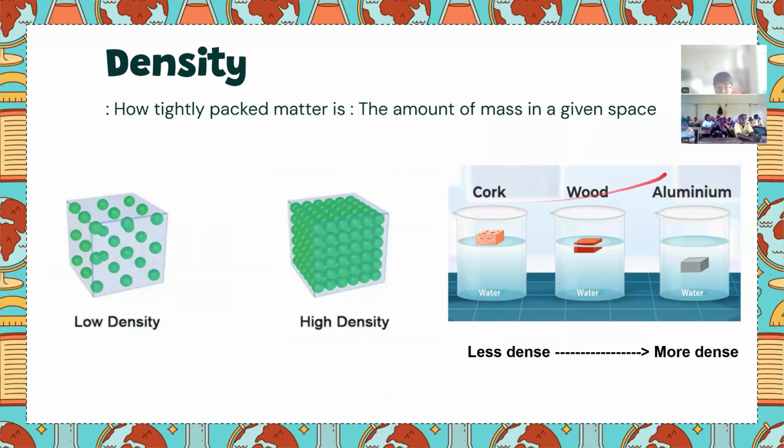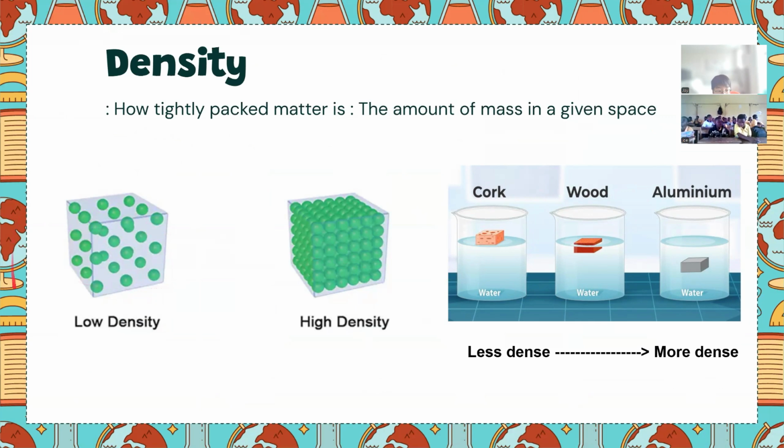Now that we have talked about mass and volume, it's a good time to talk about another related physical property called density. Density is how tightly packed matter is. It is the amount of mass in a given space.